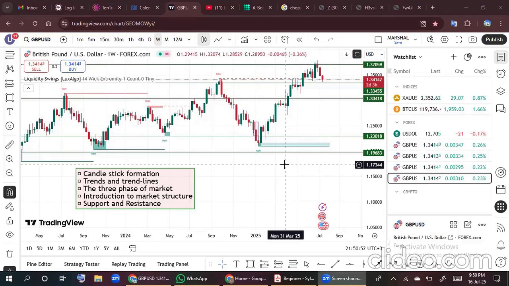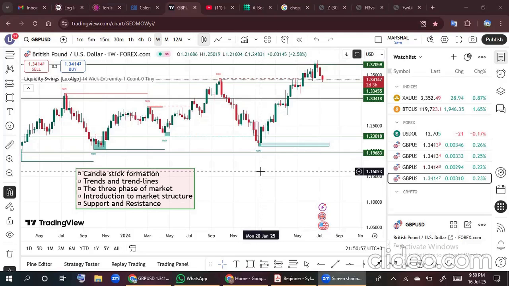So there are a lot of patterns. There are chart patterns, there are candlestick patterns as well. So really, when you understand market structure, you understand chart patterns, and you understand candlestick formations, you'll be a very good trader, plus your risk management and all of that.